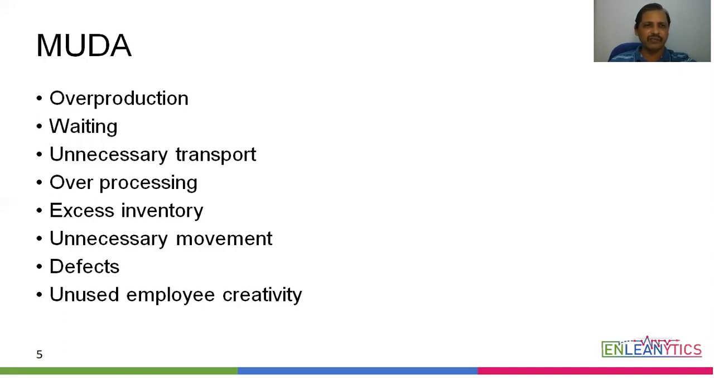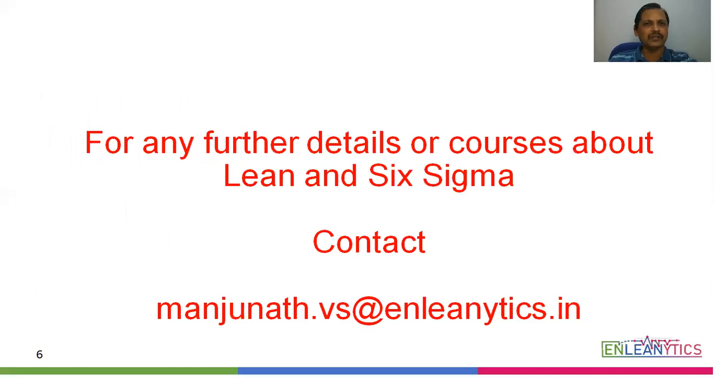So these 7 deadly wastes are part of the Toyota Production System, and lean manufacturing basically works towards the elimination of all these 7 deadly wastes. But of late, an 8th deadly waste has also been added to these 7 wastes, which is nothing but unused employee creativity. To remember these 7 deadly wastes, you can remember the word TIM WOOD. T for transportation, I for inventory, M for motion, W for waiting, O for overproduction, O for overprocessing, and D for defects.